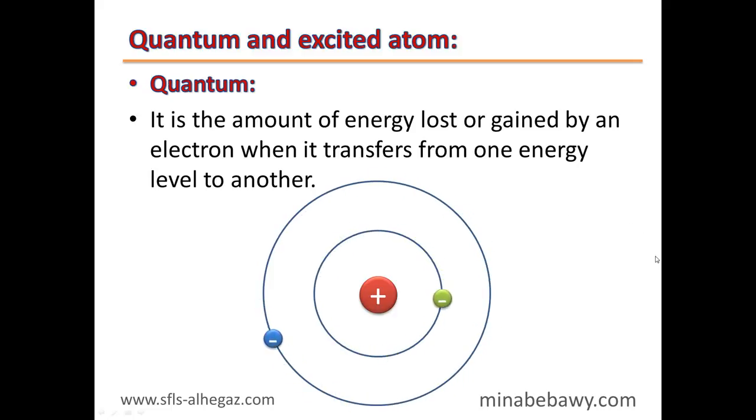It will rotate in this higher energy level until it loses the quantum of energy again, and it will return back to its original energy level. So by losing a quantum of energy, an electron will move from a higher energy level to a lower one. By gaining a quantum of energy, an electron will move from a lower energy level to a higher one.